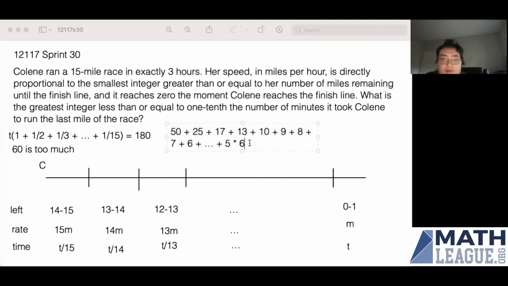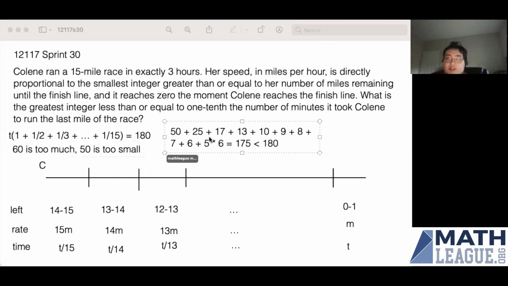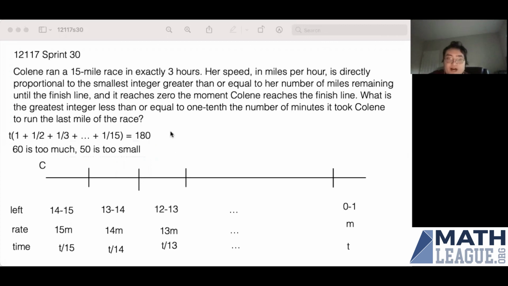So what's the upper bound we've just gotten here? 50, 75, 92, 105, 115, 124, 132, 139, 145, plus 30, 175. So now we know for a fact that 50 is too small, right? And that tells us our answer. So the actual time in minutes is somewhere in the 50s, right? And then when you divide by 10, that's going to be somewhere between 5 and 6.